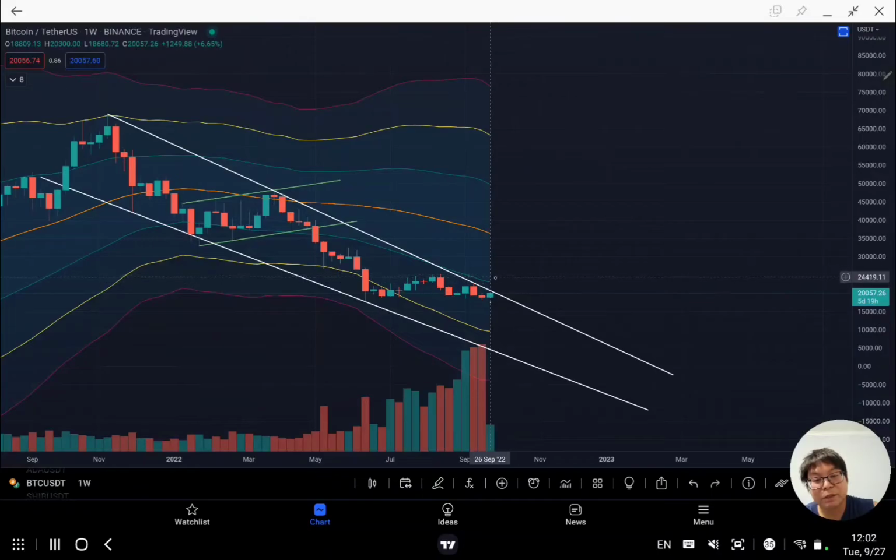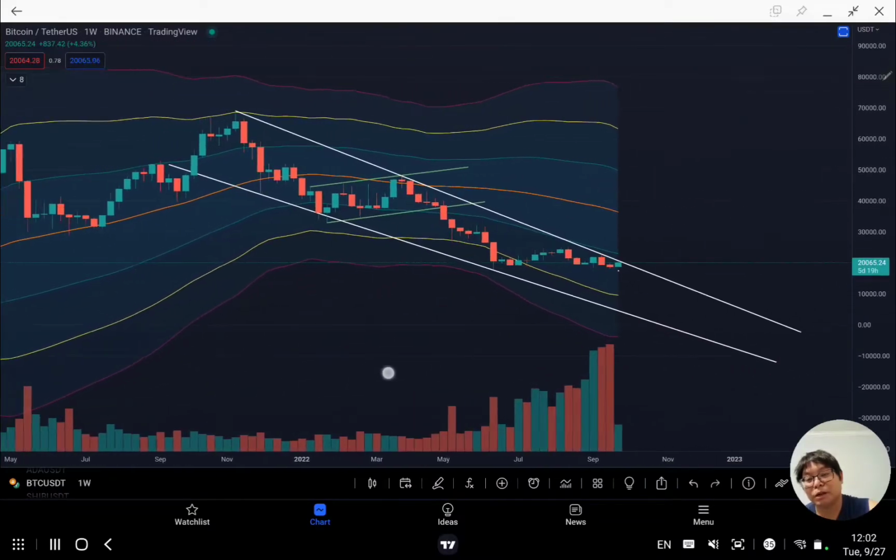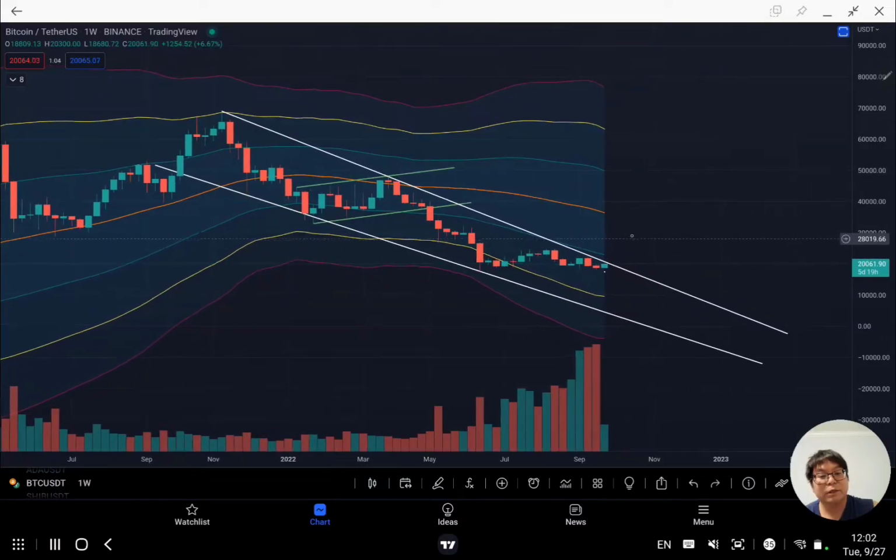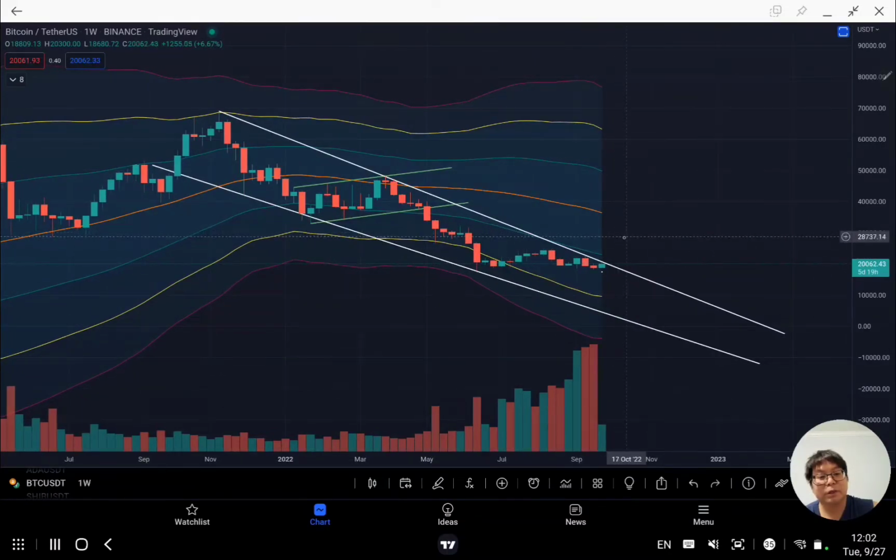and if we do break this and close on a weekly, right, we're gonna go up and form that Wyckoff accumulation pattern that I've been talking about, that formed over here. Okay, it'll be perfect, right? And we could head to 30K to form that Wyckoff accumulation pattern.